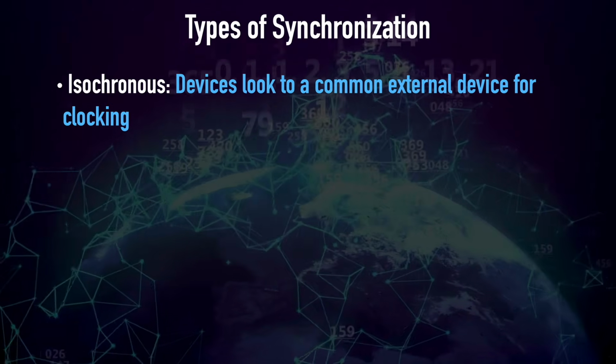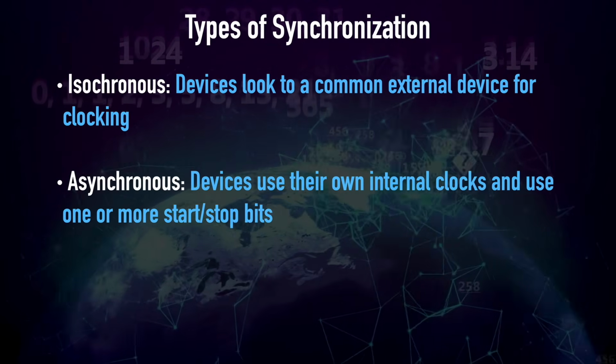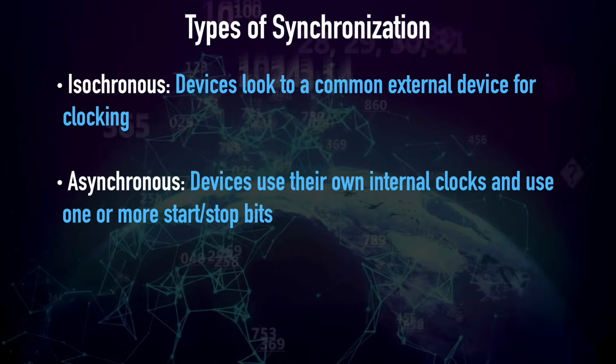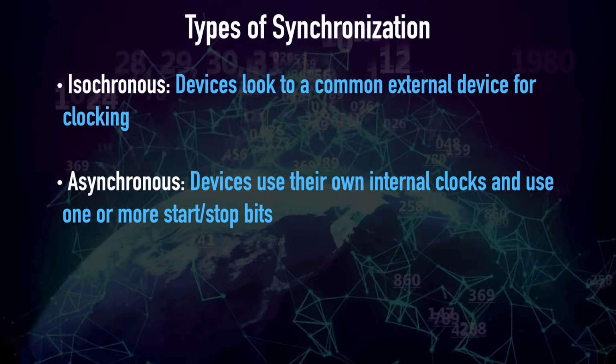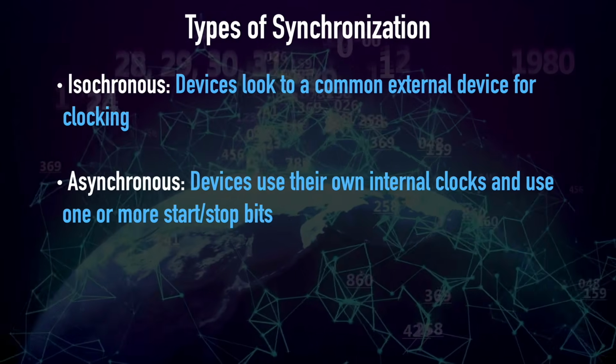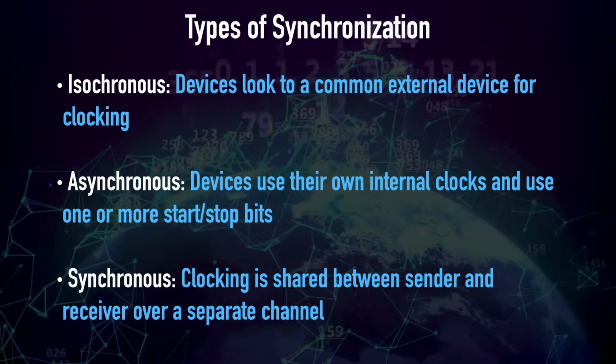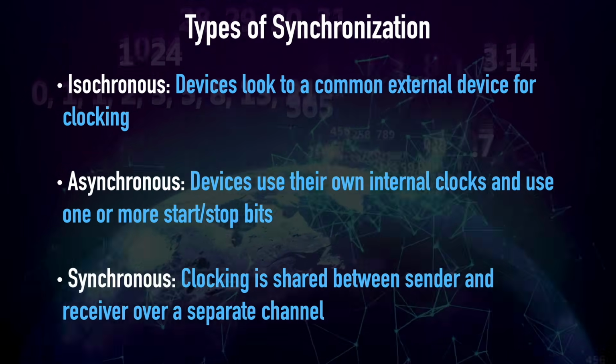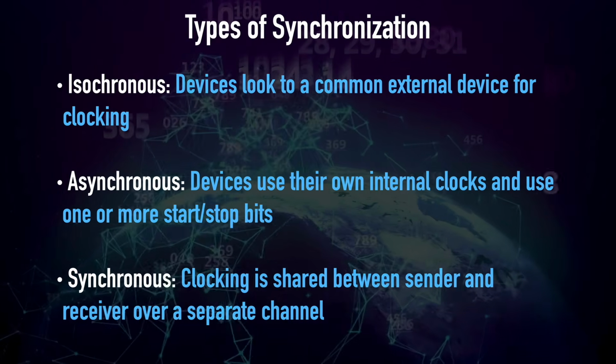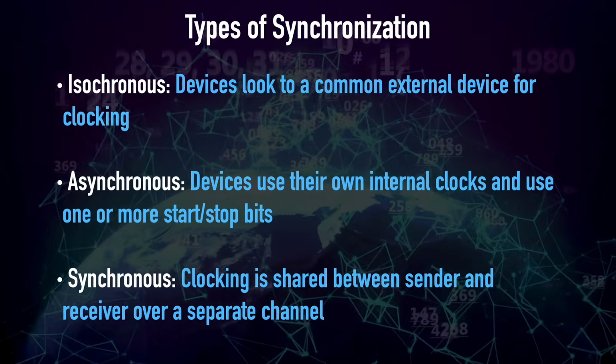Another type of synchronization is asynchronous synchronization. This is where the sender and the receiver can have their own internal clocks they reference, but they can send extra bits like start and stop bits to tell the receiver, here's when this transmission starts, here's where it stops. And with synchronous communication, we can have another channel between the sender and the receiver that's running a clock signal to say, here is one time slot, here is the next time slot.